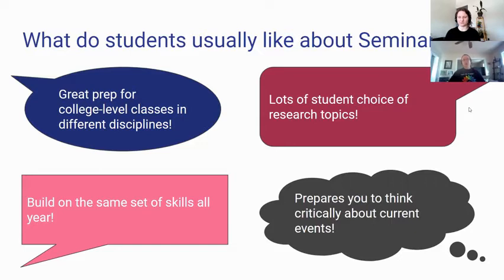There's lots of student choice on research topics. And so most of the time, you get to pick and research things that you care about. And it prepares you to think critically about current events. We spend a lot of time thinking about your sources and what is a credible source, what is not a credible source, how can you tell if something's a credible source, how do you find information that you know you can trust. And so what we do in class prepares you to think about life.